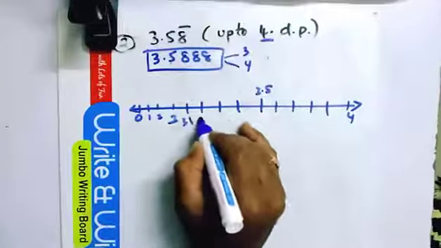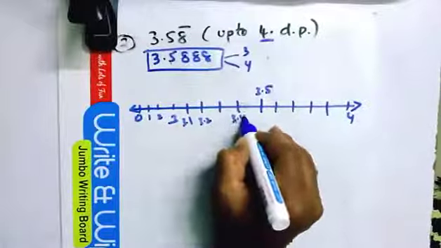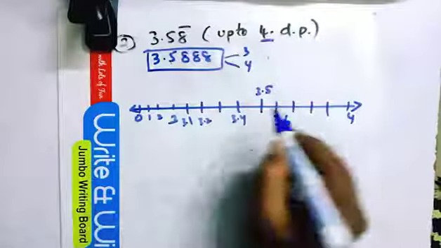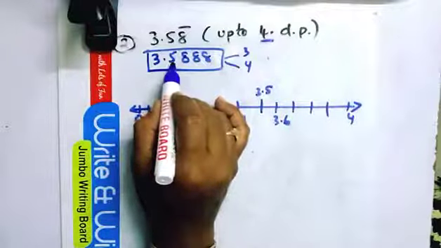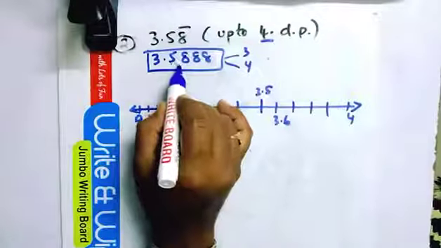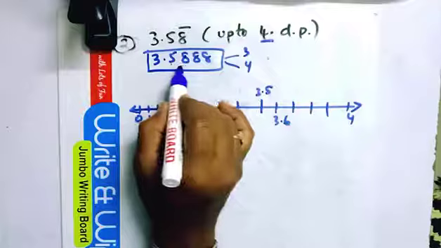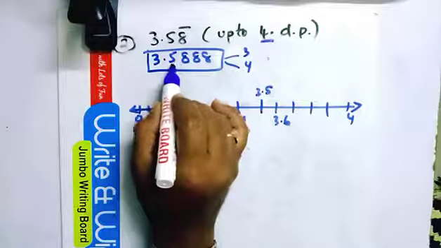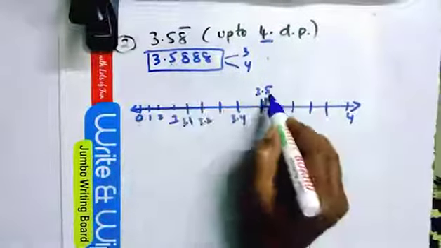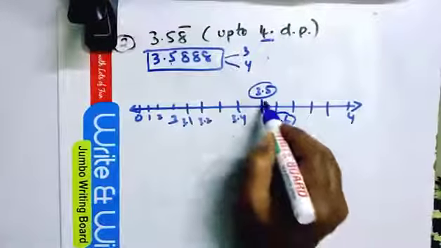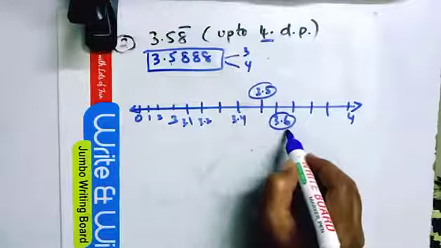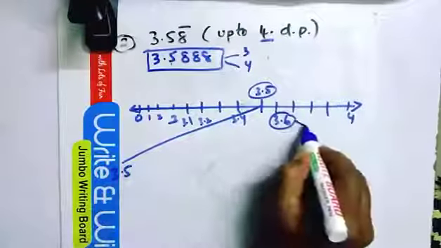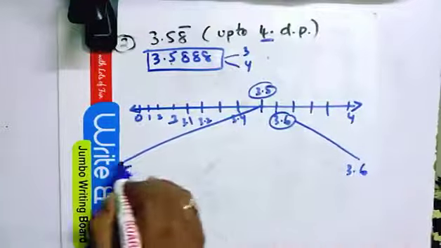This is 3.1, 3.2, 3.4, 3.5, like this, 3.6. So now after 3.5 you will have 8. This 8 will come between 3.5 and 3.6, I mean between 5 and 6. Now focus on this 3.5 and 3.6 and expand 3.5 and 3.6.